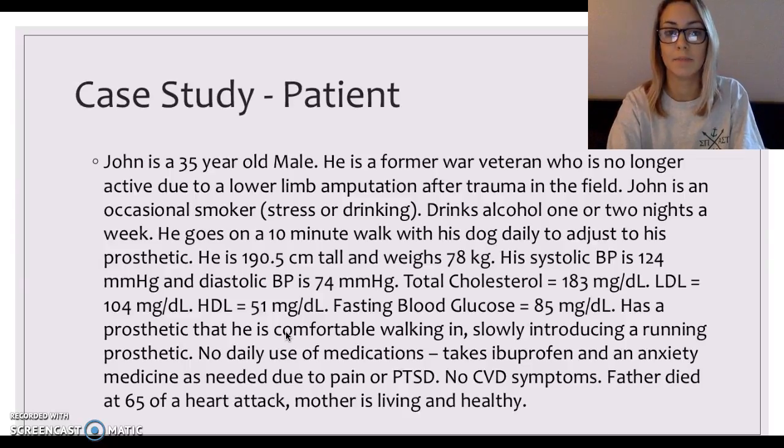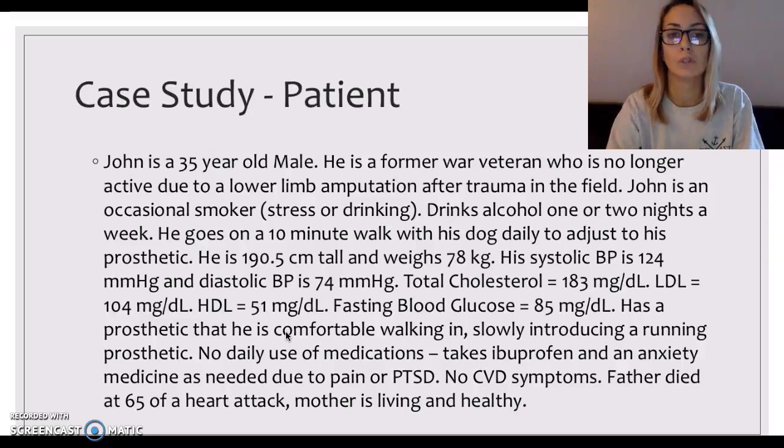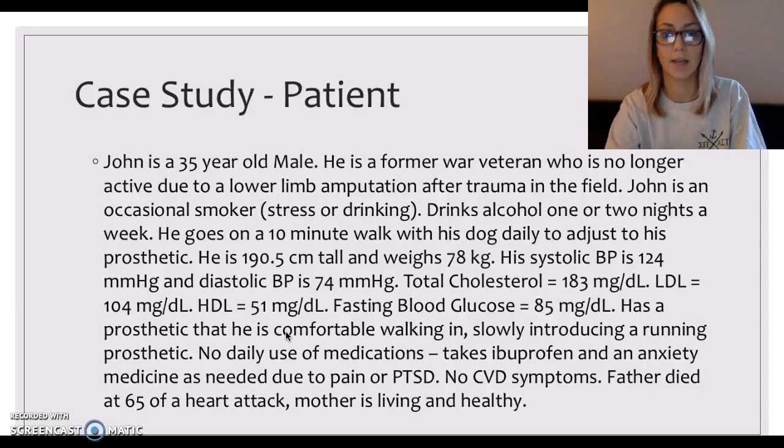For my case study, my patient's name is John. He is a 35-year-old male. He is a former war veteran who is no longer active due to a lower limb amputation after trauma in the field. John is an occasional smoker with stress or drinking. He drinks alcohol 1 or 2 nights a week, goes on a 10-minute walk daily with his dog to adjust to his prosthetic. He is 190.5 centimeters tall and weighs 78 kilograms.